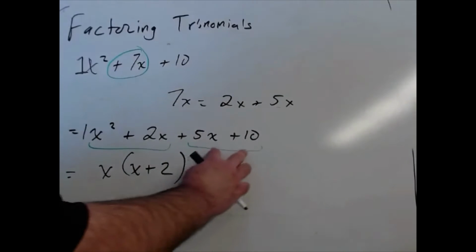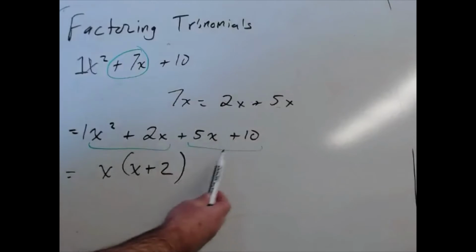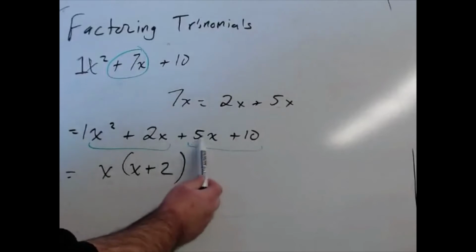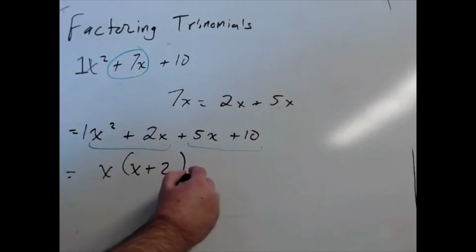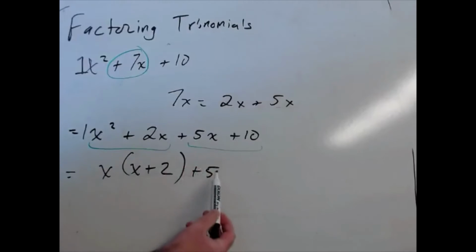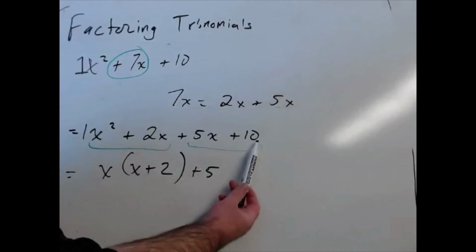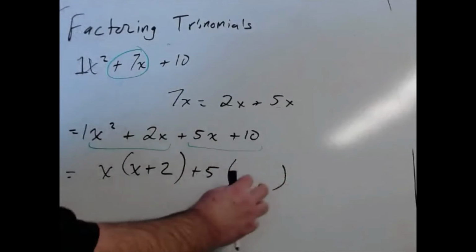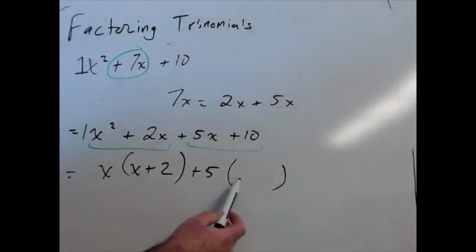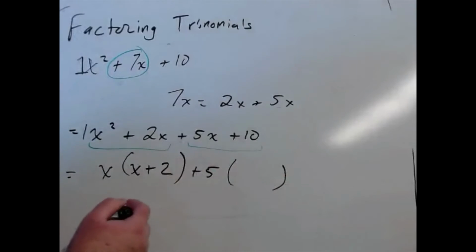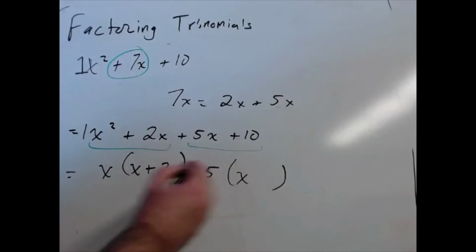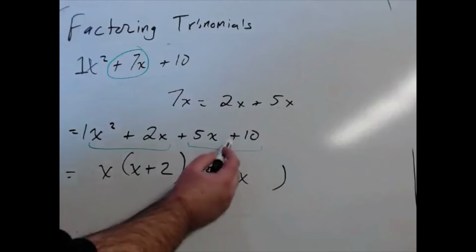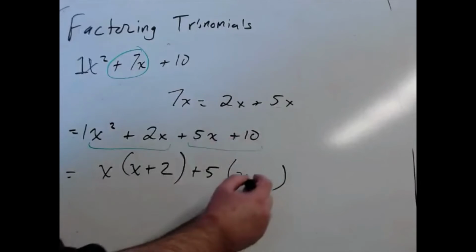Now, my second pair of terms here, I've got a common factor of 5 going into both of these terms because I've got a 5 and a 10. So I'm going to add my 5. Notice that this one doesn't have an x in the common factor. That's because this term here doesn't have an x. So open up my brackets again. What goes in here? 5 times what gives me 5x? 5 times x. And then 5 times what gives me positive 10? A positive 2.